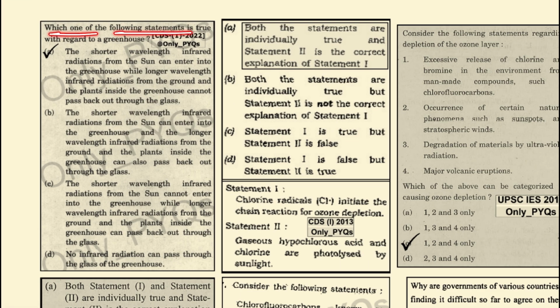Which one among the following statement is true with regards to greenhouse gas? The correct statement here is the shorter wavelength infrared radiations from the sun can enter into the greenhouse, while the longer wavelength infrared radiations from the ground and the plant inside the greenhouse cannot pass back out through the glasses. This is the correct statement.